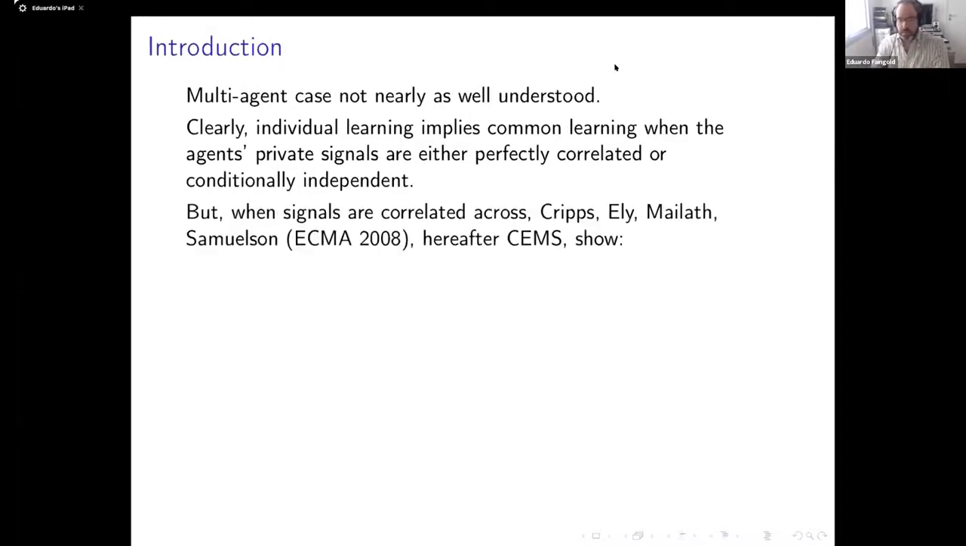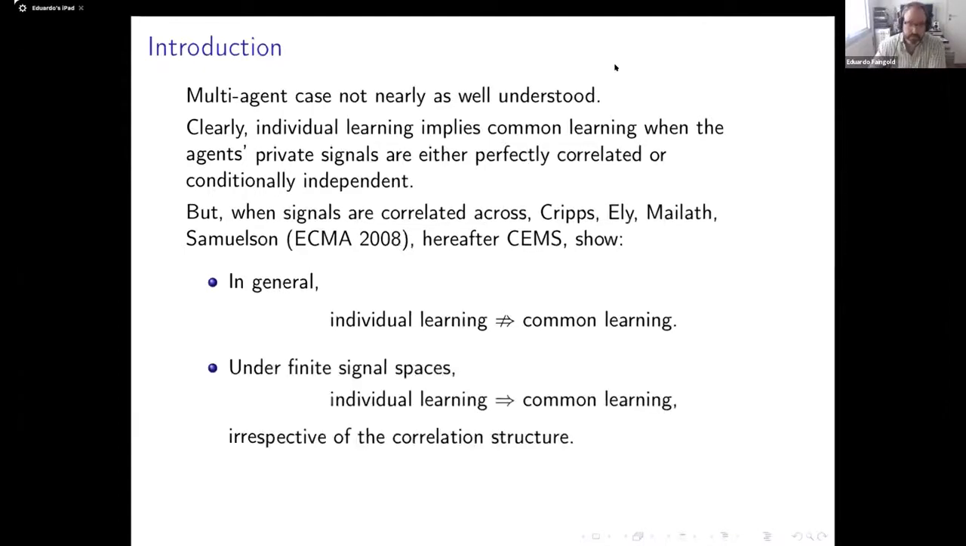The problem, of course, is the correlated case. Cripps, Ely, Mailath, and Samuelson posed this question of common learning. They were the ones who actually coined the term common learning and addressed this question for the first time. And they show two things. One is that in general, individual learning does not imply common learning. They have an example with a countable state of signals where individual learning obtains, but common learning does not obtain. And they have a positive result when signal spaces are finite. In that case, individual learning implies common learning, and that's true irrespective of the correlation structure.